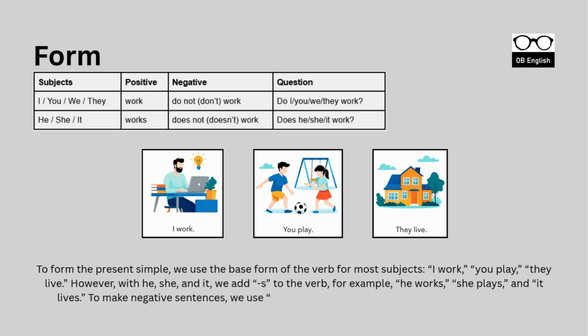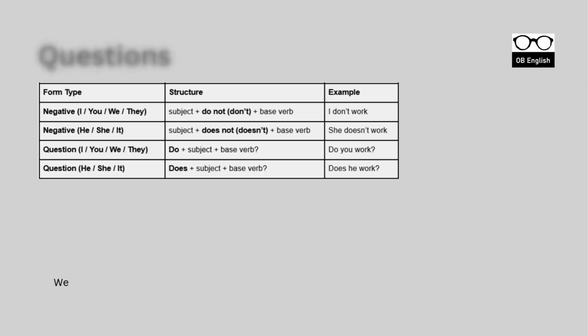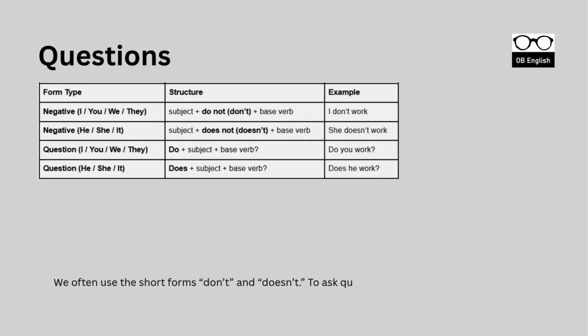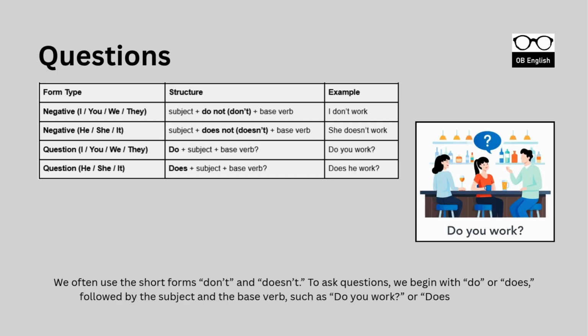To make negative sentences, we use do not or does not plus the base form of the verb. We often use the short forms don't and doesn't. To ask questions, we begin with do or does, followed by the subject and the base verb, such as do you work or does she work?